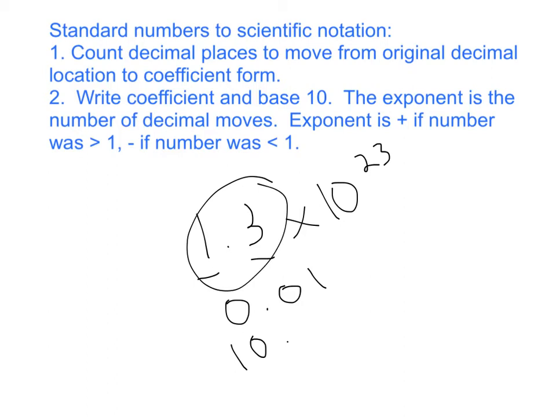And then, of course, write the coefficient and base 10. The exponent is the number of decimal moves. The exponent is positive if the number was greater than 1. It's negative if the number was less than 1. So maybe we should work through an example or two here on this page. We'll clear it off and we'll show you some examples.